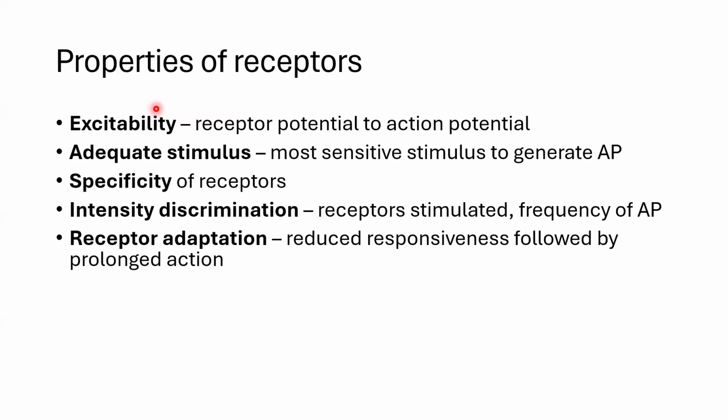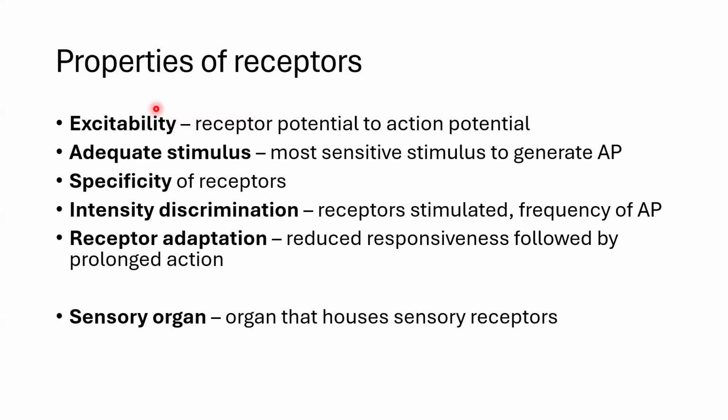Then remember these receptors are actually organs of transduction, as structures of transduction, as we noted earlier. Then the last definition that we'll have today is what is a sensory organ. A sensory organ is any organ that houses a receptor.